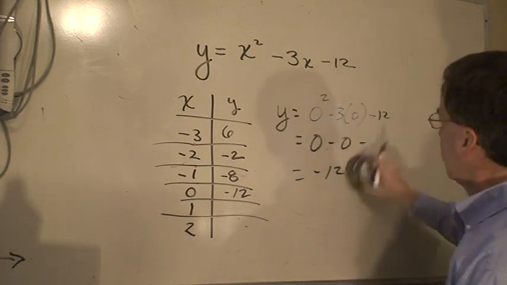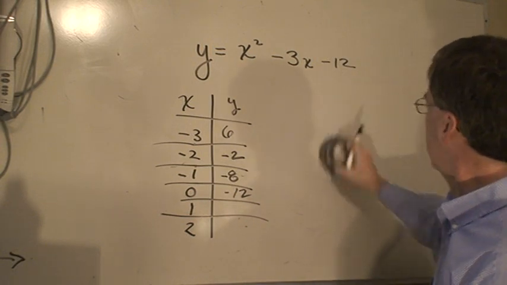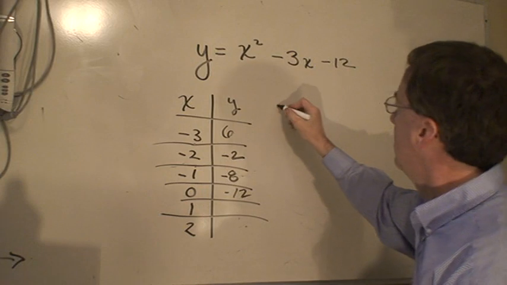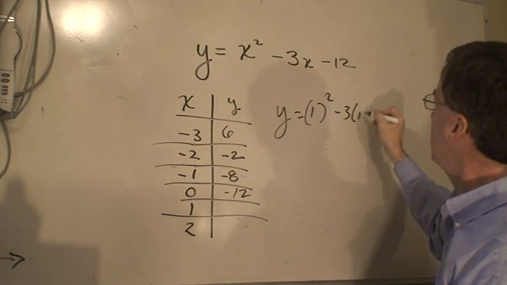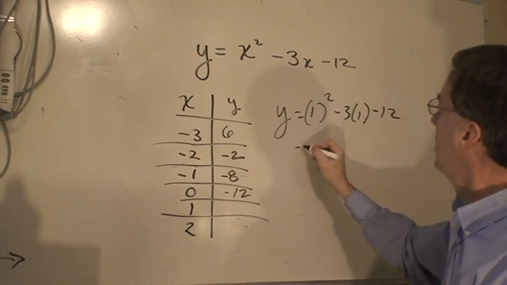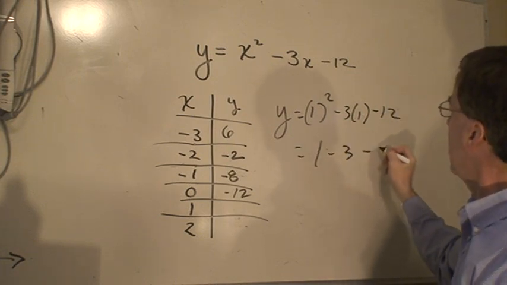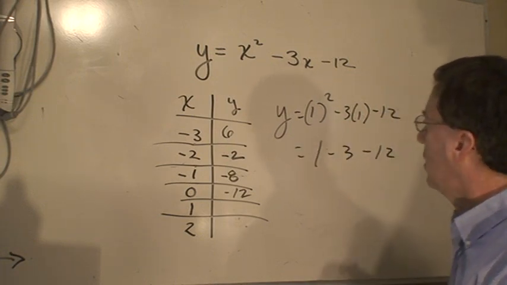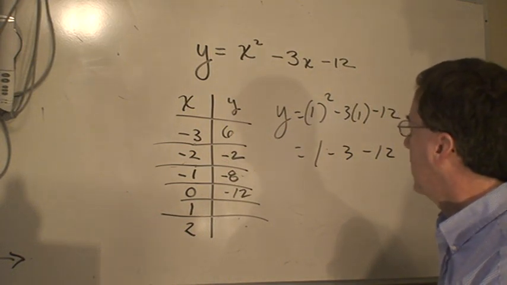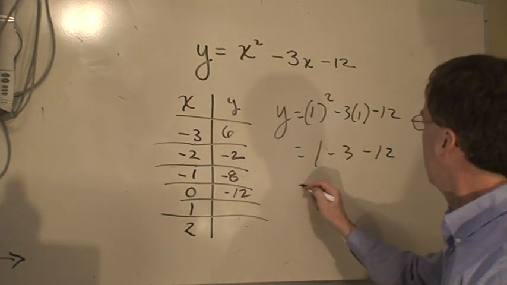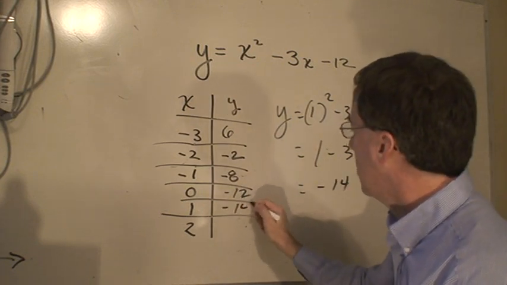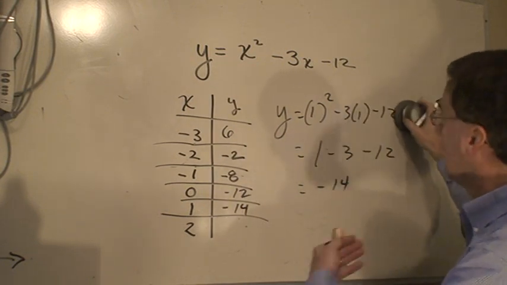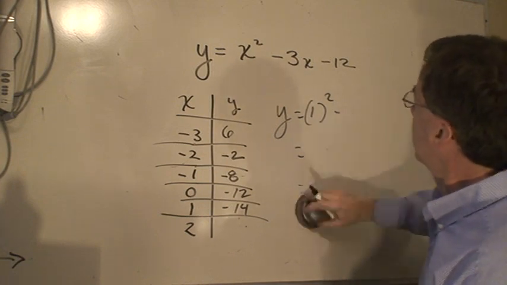Okay, let's look at what it gives us for positive 1 now. y equals 1 squared minus 3 times 1 minus 12. So I get 1 minus 3 minus 12. Oh my goodness gracious, what do I get here? 1 minus 3 is negative 2, minus 12 is negative 14. It looks like this is going to keep going down. Negative 14.